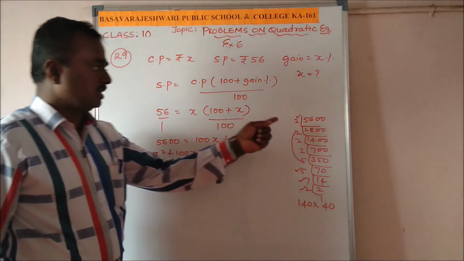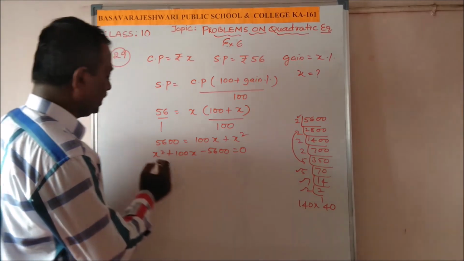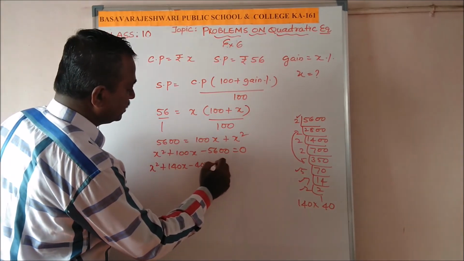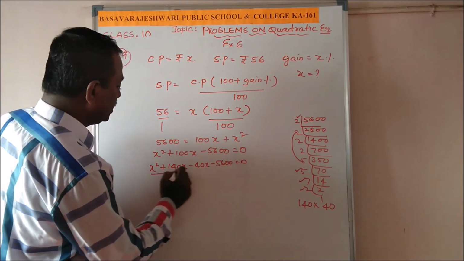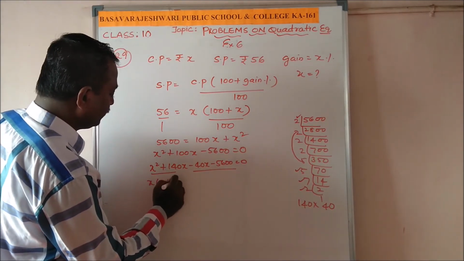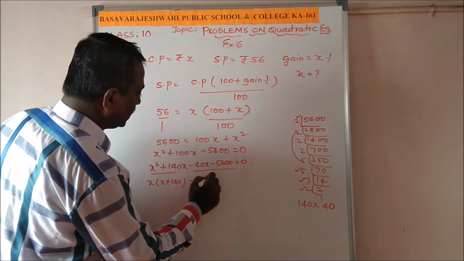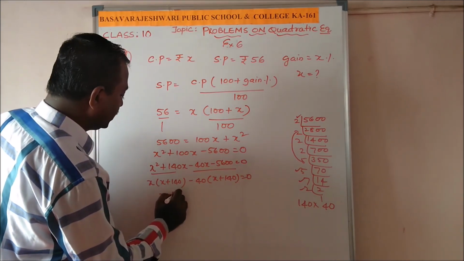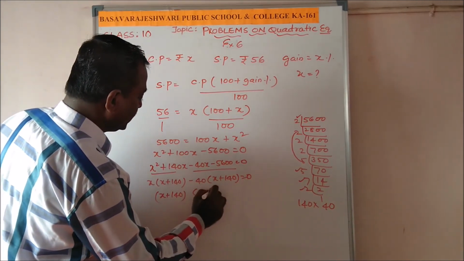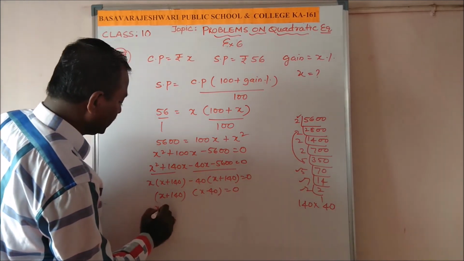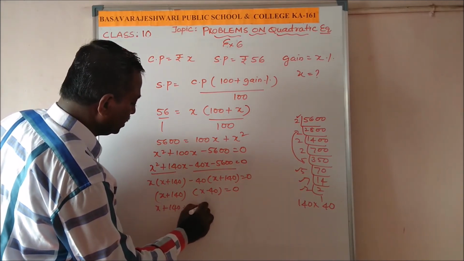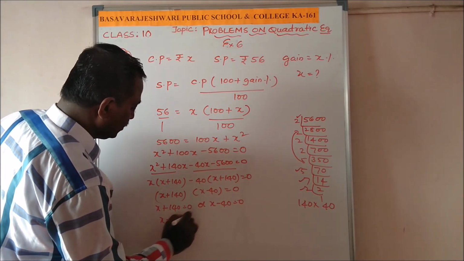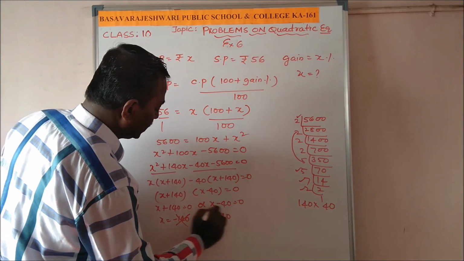So what are the factors you will get? 140 into 40. So x square plus 140x minus 40x minus 5600 is equal to 0. So what is common? x plus 140, minus 40 common, x plus 140 is equal to 0. x plus 140 is one factor, x minus 40 is another factor. Either x plus 140 is equal to 0 or x minus 40 is equal to 0. x is equal to minus 140, we should cancel it. x is equal to 40.